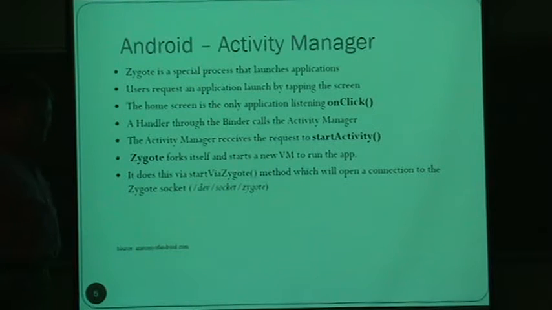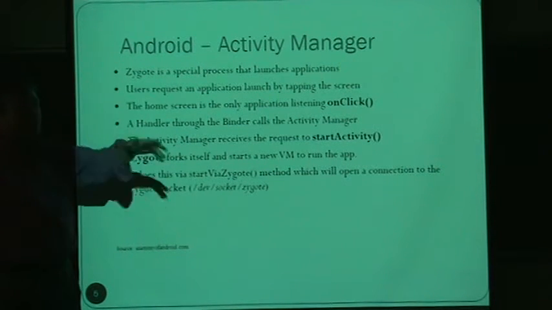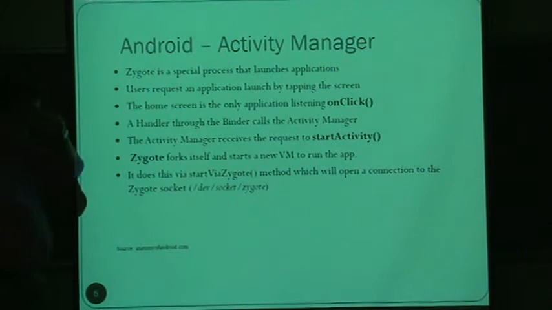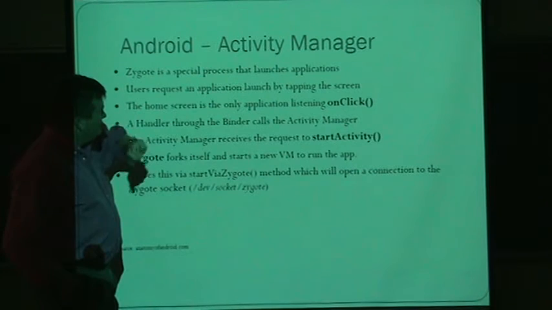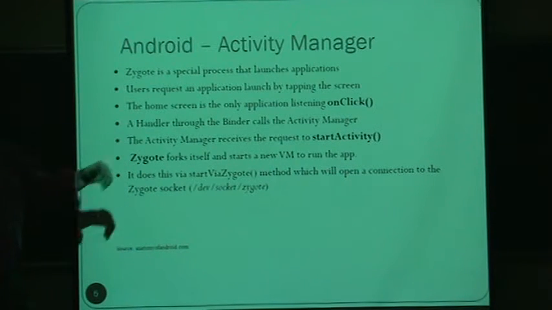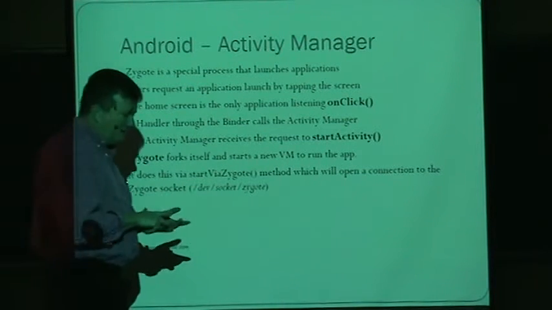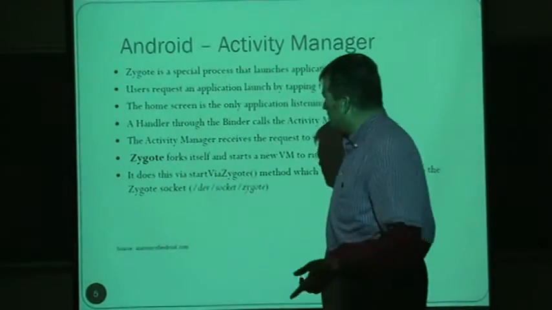Okay, so it's kind of good to know the meaning of where it's coming from, but it's basically the thing that creates everything else, right? Something like that in biology. Okay, so basically the zygote is a special process that launches all the applications around the phone. So users request an application launch by tapping on the screen. So you tap on your screen, and then that will kick off an application.